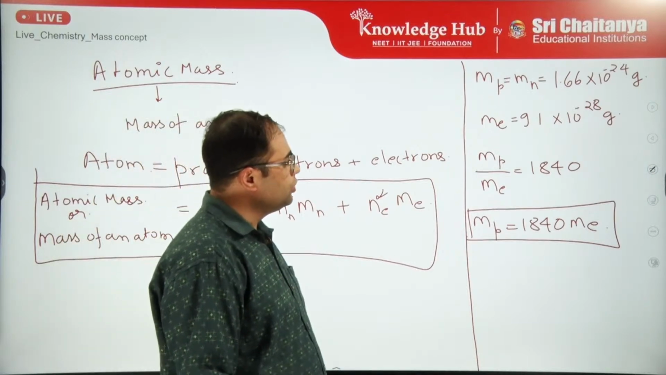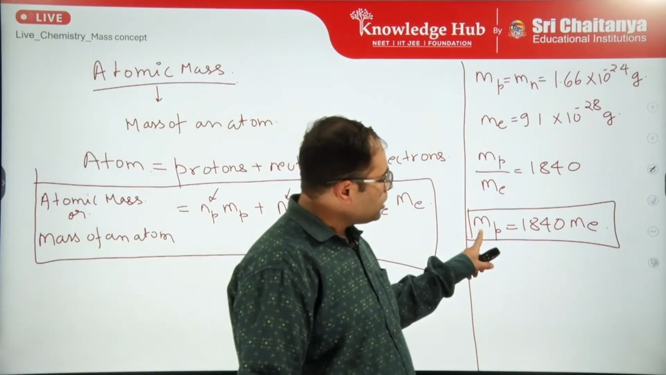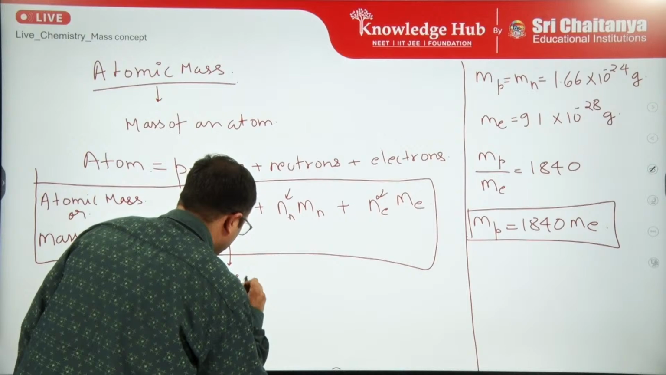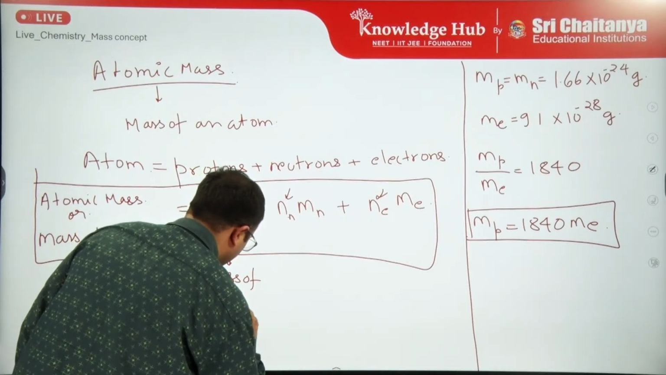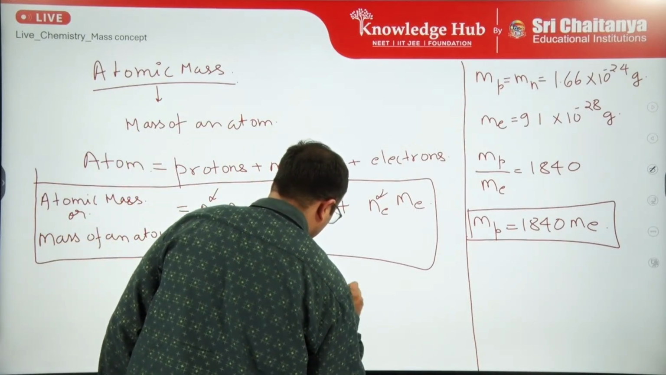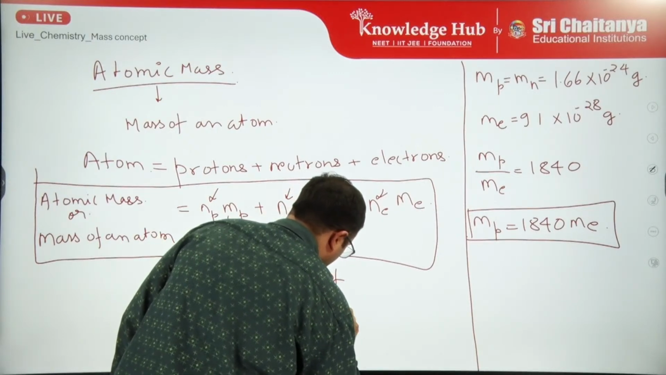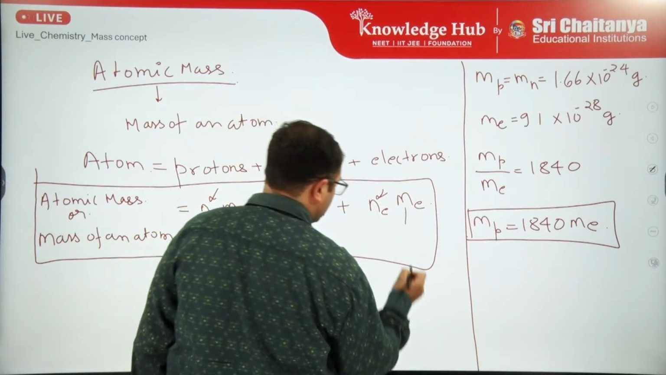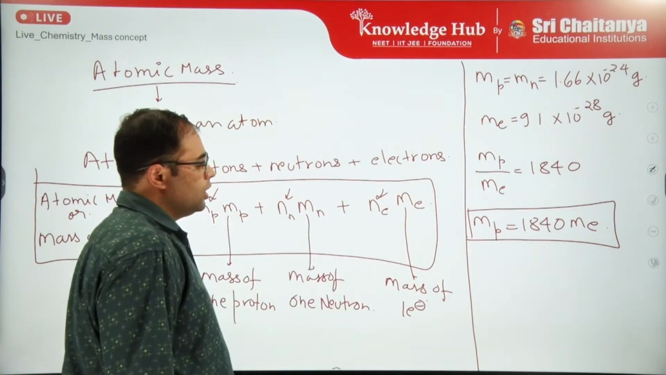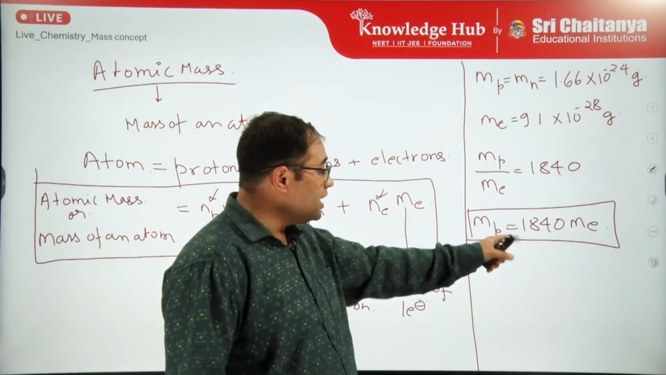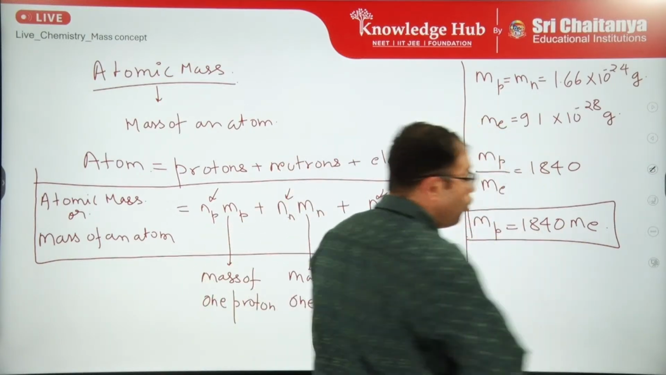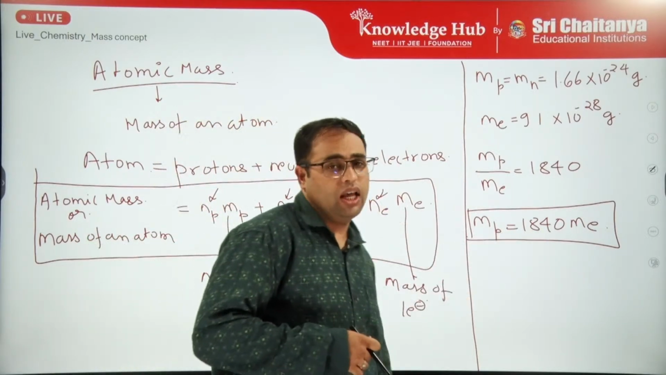Well, this thing will become clear to you. Now you can see that mass of a single proton, what is this? If you see, this is mass of one proton, right? This is mass of one proton. This is mass of one neutron, and this is mass of one electron, right? So why I did this? See, you can clearly see that a proton is 1840 times heavier than an electron, right?